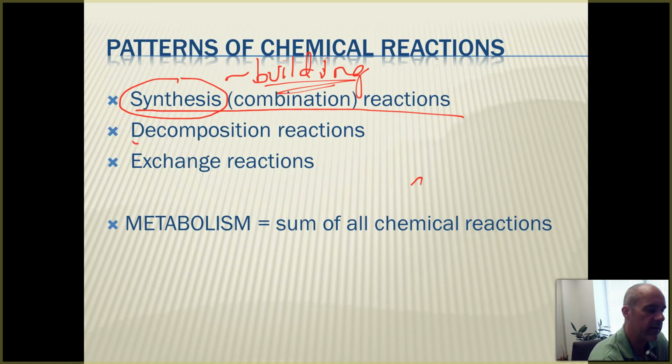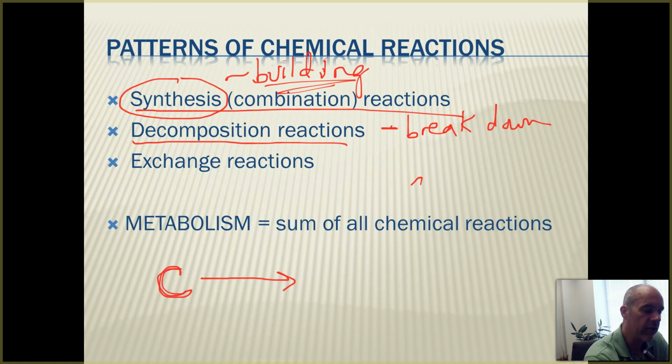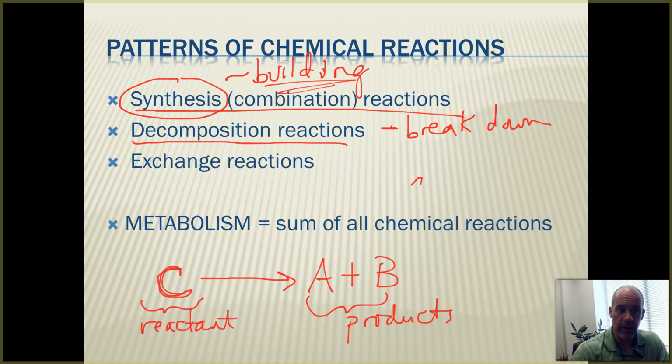Then there are reactions called decomposition reactions, or breakdown type reactions. In those, you might start with a larger molecule C, and then that gets broken apart into A plus B. So these are actually your products in that case, and this is your one reactant. So you can have a bigger molecule that gets chopped into 2 smaller pieces. That would be a decomposition reaction. Does that make sense? Because this bigger molecule is decomposing into smaller parts.